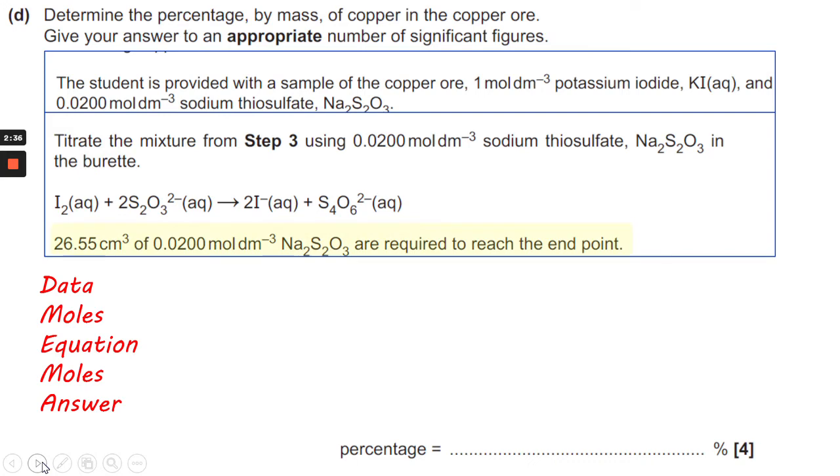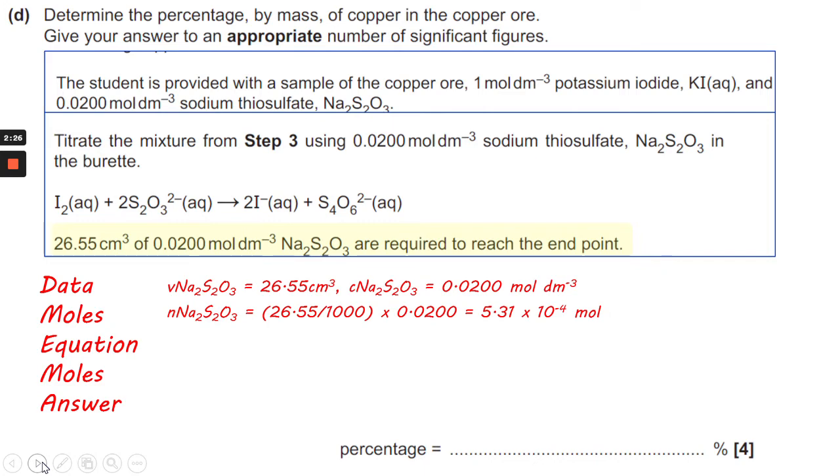So looking at the information on sodium thiosulfate, we know that the volume is 26.55. The concentration is 0.02 moles per decimeter cubed. So what we can do is work that out using n equals c times v, and we get 5.31 times 10 to the minus 4 moles. Now, the equation we're using is not just that single one there, but also one we worked out ourselves a bit earlier. And what you've got to do is try to relate the thiosulfate to copper, which came from the ore in the first place.